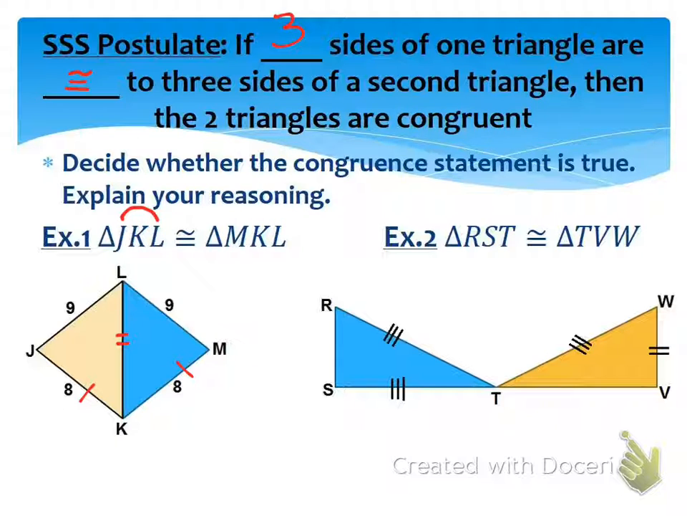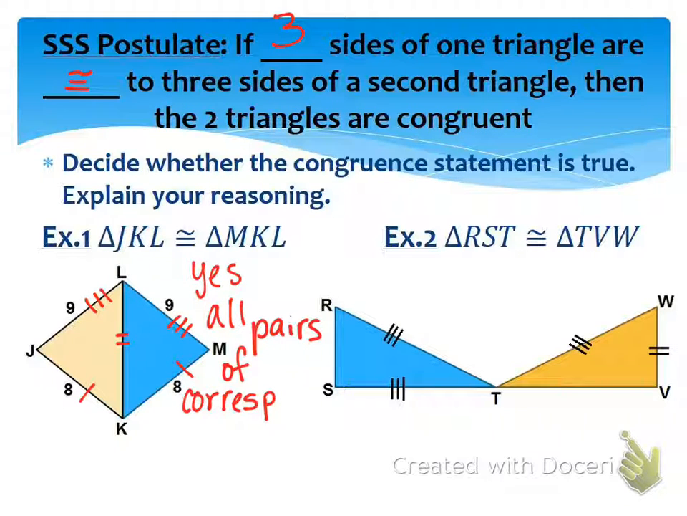Lastly, side JL better be congruent to which side? ML. Is that true? Yes, because they both measure 9. So we could mark those as being congruent as well. So, yes, all pairs of corresponding sides are congruent. So we should agree with this. All pairs of corresponding sides are congruent. That is enough for our explanation.